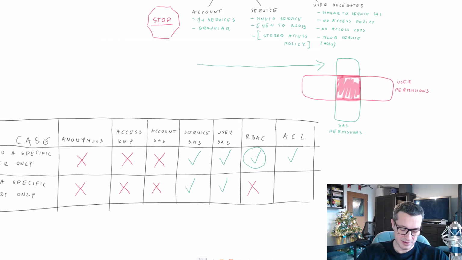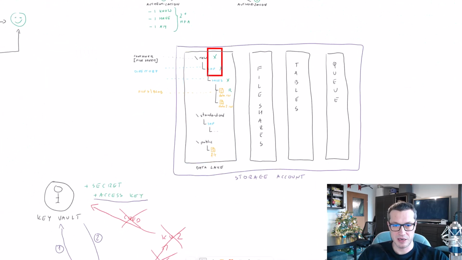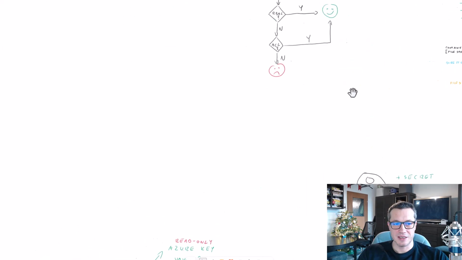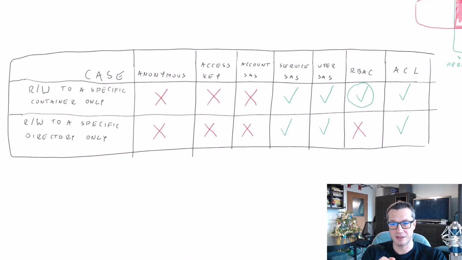But how about ACLs? ACLs will work, because in case of ACLs, we can set them at any level, like we have in our case here, even at the file level. So right now, this ACL option would work just fine, and it will give us the access that we actually need. So again, let's think about the best option out of those three that would work in the second case. And for me, the winner are ACLs.